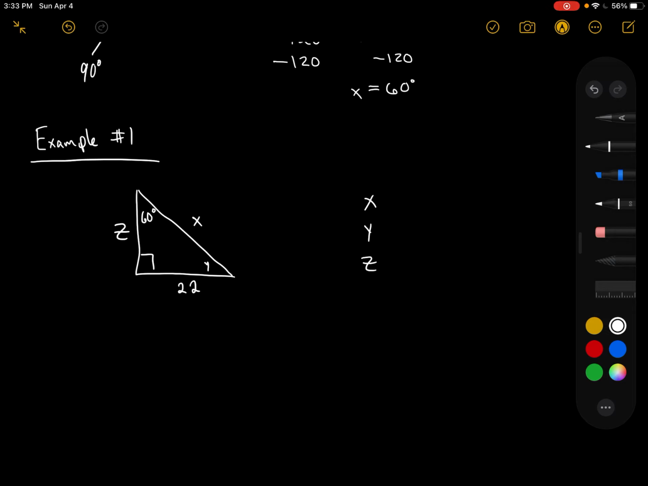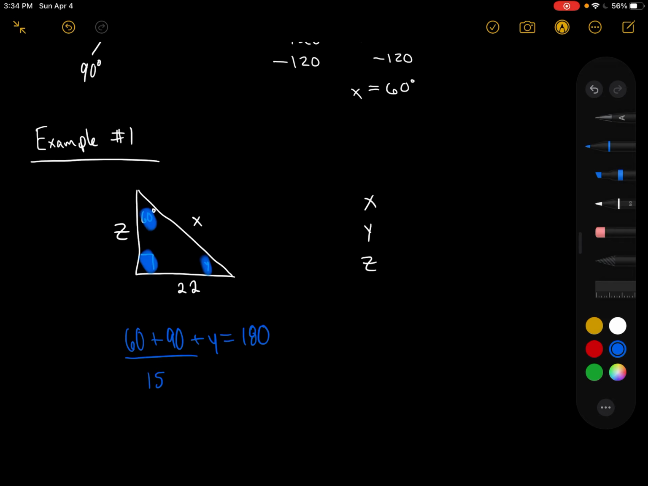And here, actually, I can write this maybe a little bit more clearly. That's supposed to say 60 degrees. Not much better, but hopefully you get the idea. Okay, so first things first, let's look at our angle measures. So if we see here, we have a 90, we have a 60, and we have an unknown.